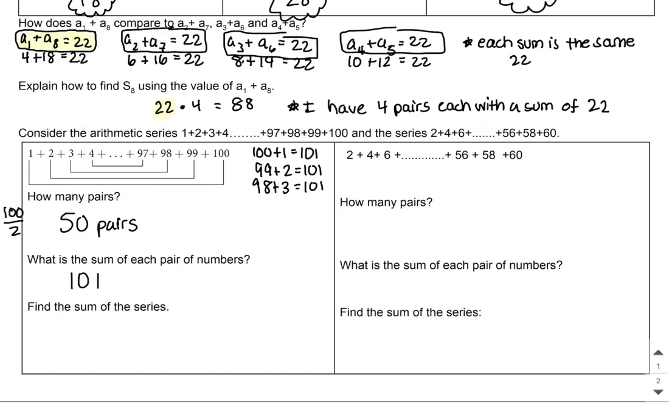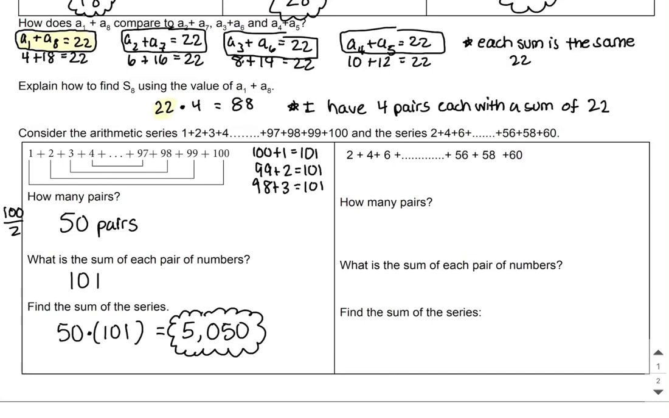Well, I have 50 pairs that make up the entire series, each with a sum of 101. So that's 50 of 101, 50 101s. Every time I say of, I'm multiplying. So I multiply 50 times 101, and that gives me a total of 5,050. This is the sum of the entire series.